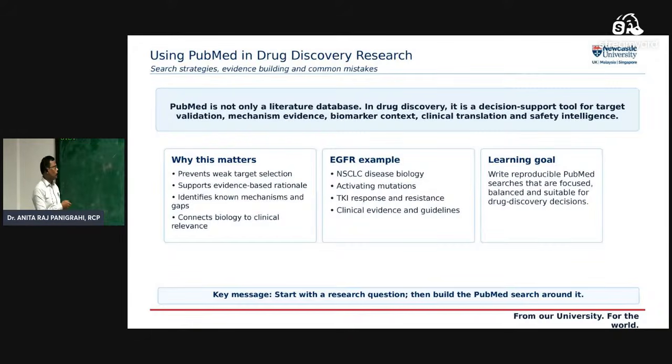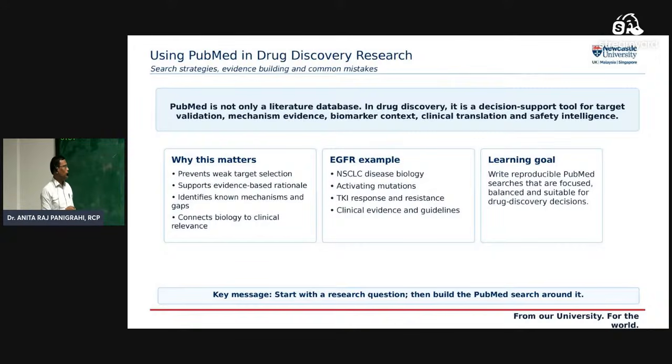Now, why does this matter? It prevents weak target selection, because in GeneCards we already talked about what are the things that we cannot do. It supports evidence-based rationale. Evidence means it's only experimental evidence, which identifies known mechanisms and guides gaps and connects biology to clinical relevance. This is what we do. For EGFR, for example, it talks about the disease biology, the mutations, and how the patients are responding to these things.